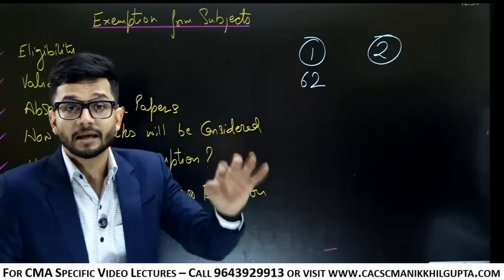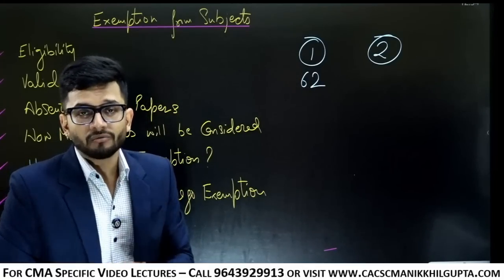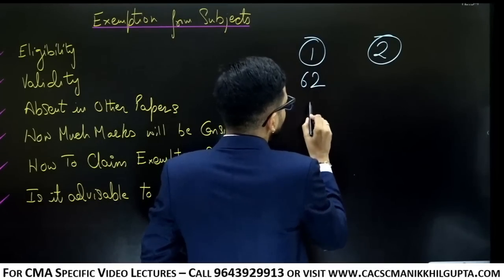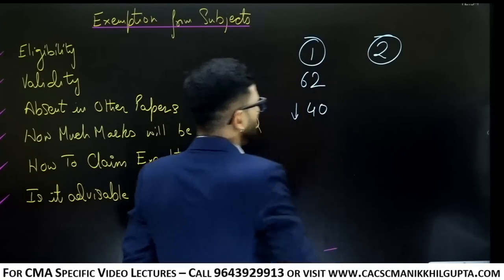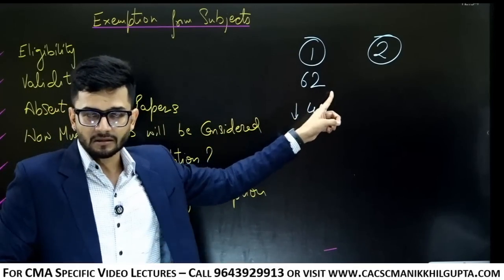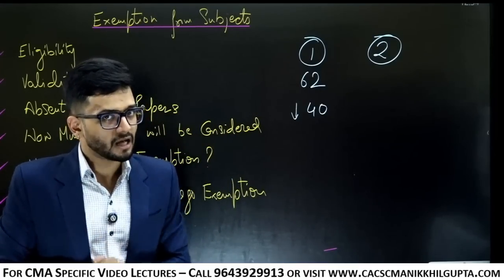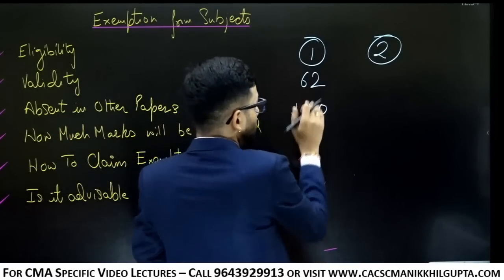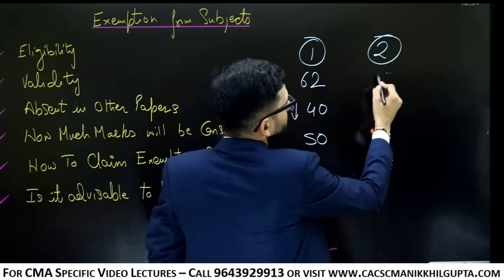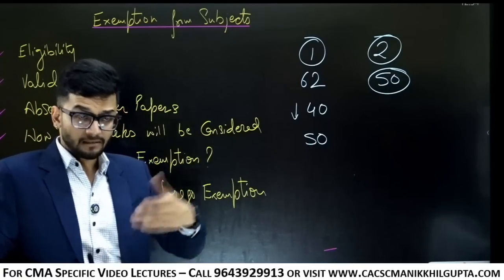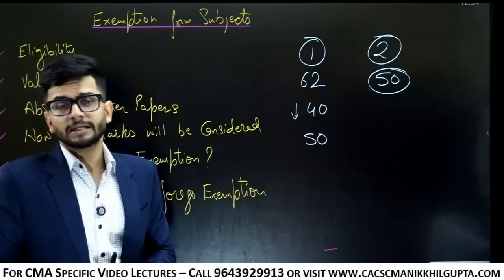How much will be considered in the December attempt? Okay, now there are 2 scenarios. Scenario number 1: in the other papers, the rest of the 3 papers, you secured less than 40 marks. If that is the scenario, then your 62 will be considered as 50. So in the next attempt, it will be counted as 50.